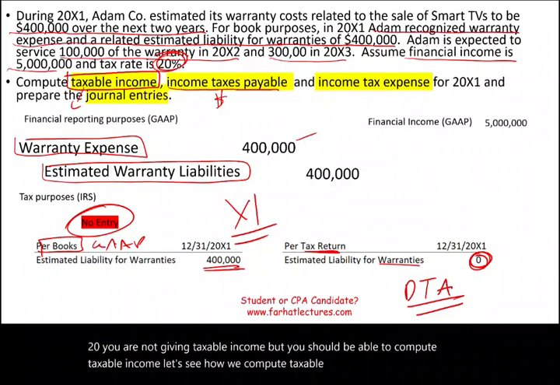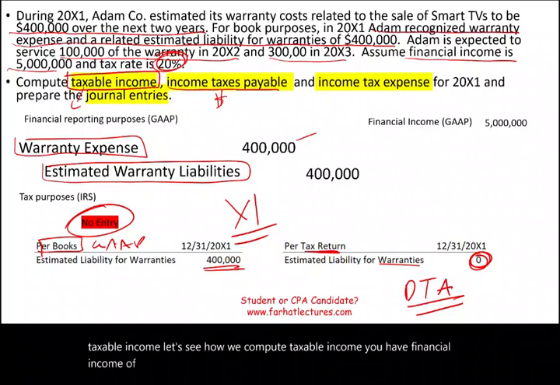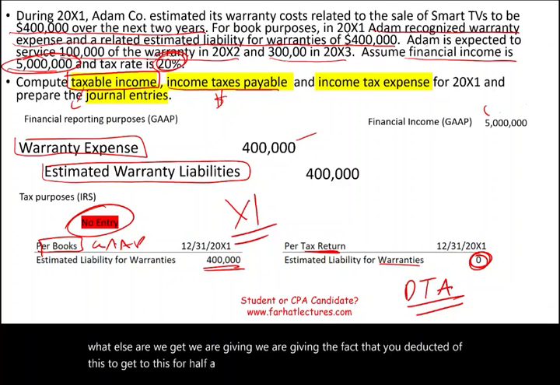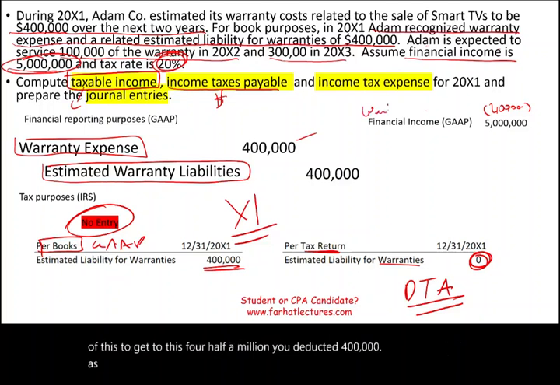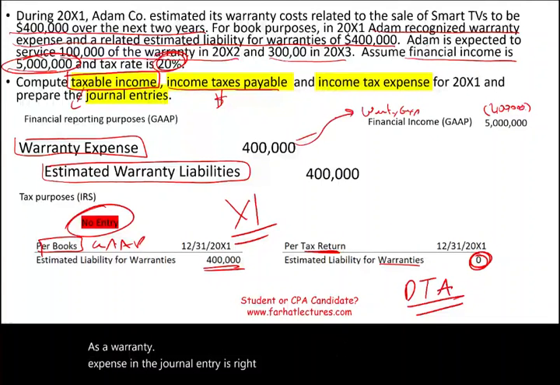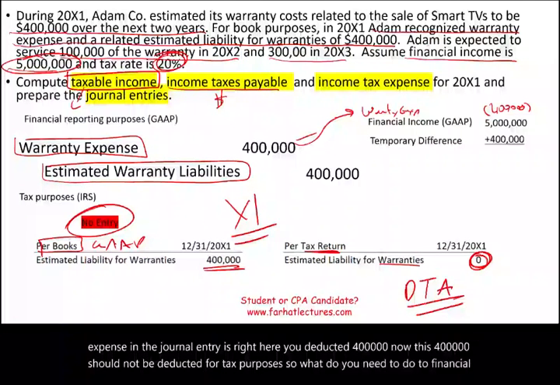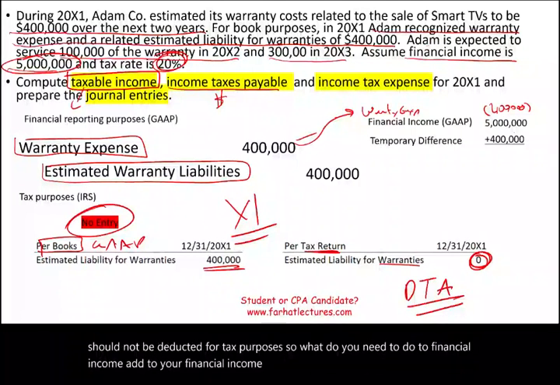You have financial income of $5 million right here. Financial income is GAAP income of $5 million. What else are we given? We are given the fact that to get to this $5 million, you deducted $400,000 as a warranty expense, and the journal entry is right here. This $400,000 should not be deducted for tax purposes. So what do you need to do to financial income? Add to your financial income the temporary difference of $400,000.